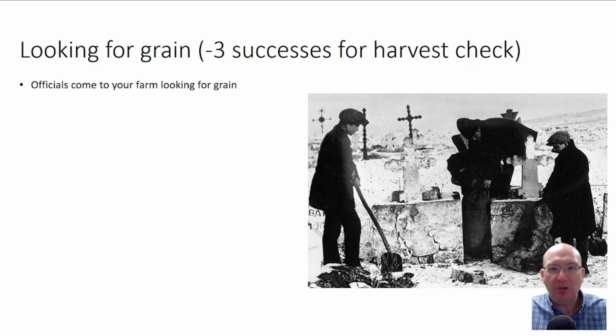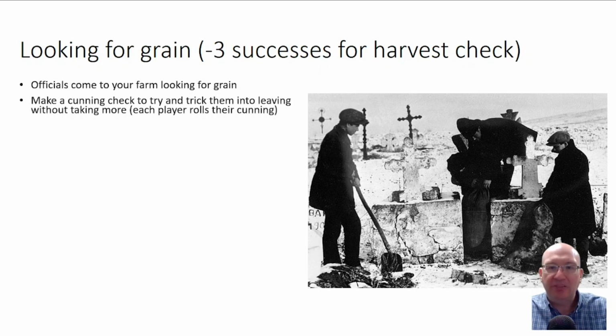But in any case, the government said, the cause of this is not our policy. It's criminal activity. If you as an official do not go after criminal activity, you yourself must be a criminal, in which case you'll be shot. So officials were very zealous in going out to try and look for grain. So I wanted to simulate that and to make it a little bit different. This time there is a cunning check instead of a harvest check.